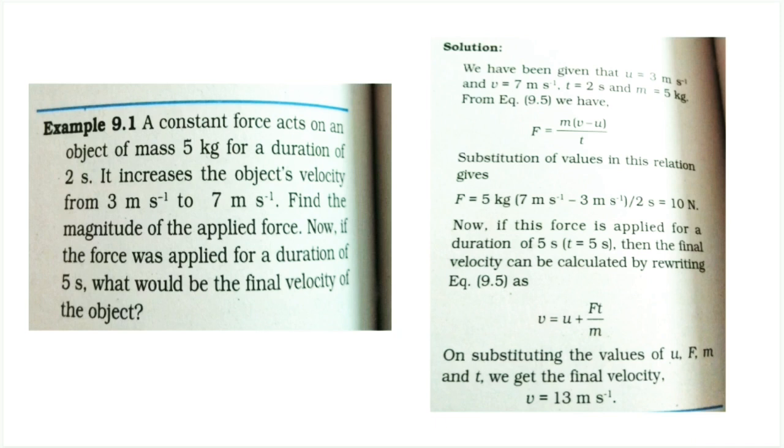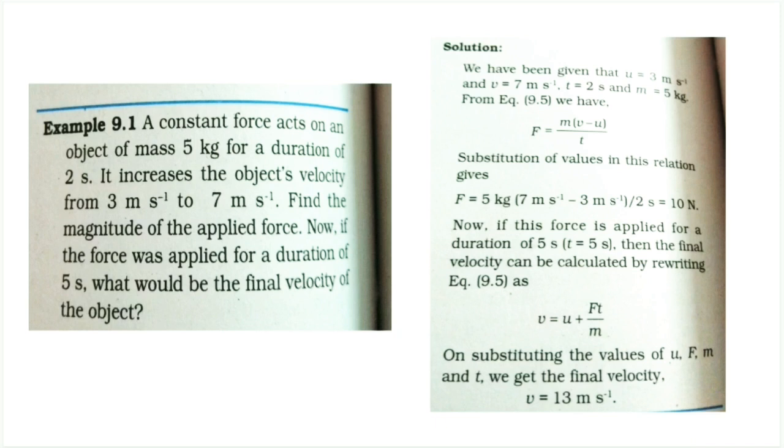If we consider the second law of motion, F equal to ma, and substitute the value of a equal to v minus u by t, we get the equation F equal to m into v minus u upon t. By substituting the values in this equation, we get F equal to 5 kg into 7 meter per second minus 3 meter per second upon 2 seconds. That equals 10 N, where N represents Newton, which is the unit of force.